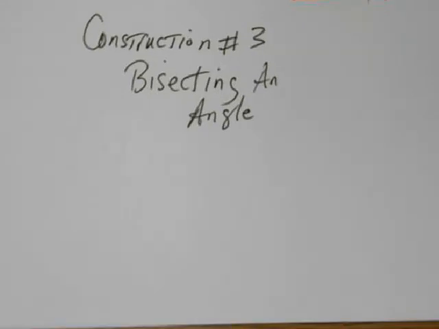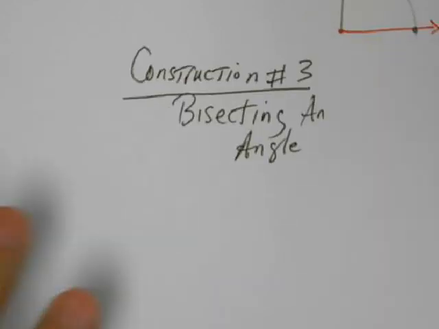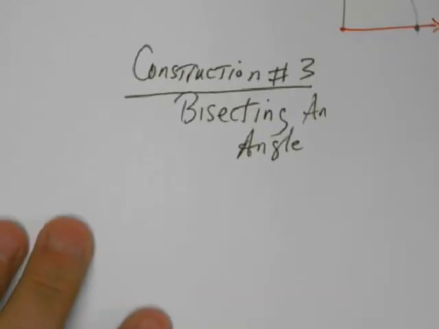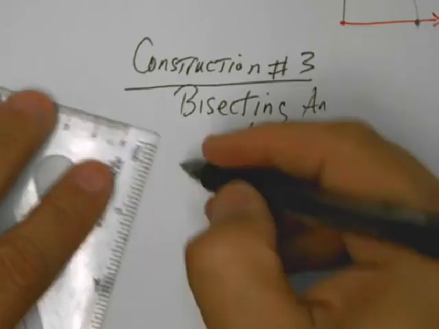Construction number 3, bisecting an angle. What was that one before? Copying an angle. So construction 2 is copying an angle. This is bisecting an angle. I'm pretty sure you're going to find this one to be much easier. Okay? Give it either, I don't care. It could be an obtuse or an acute, but just draw an angle. I like to use a straight edge.